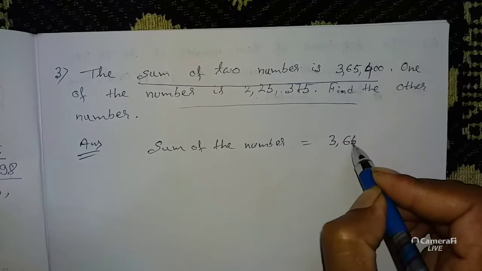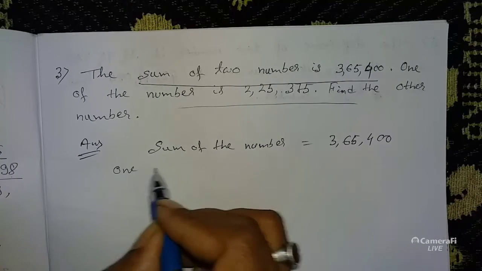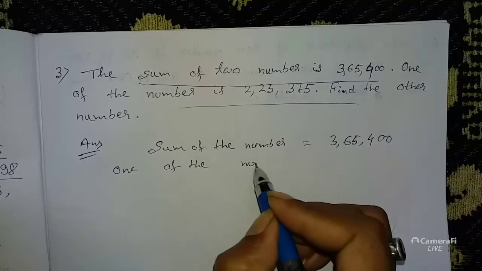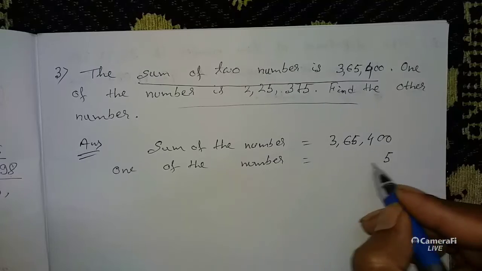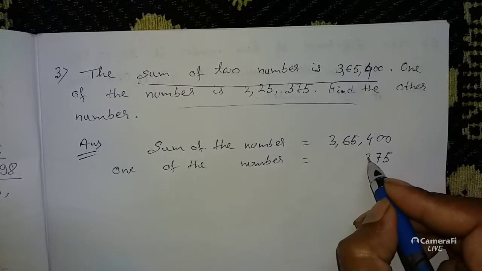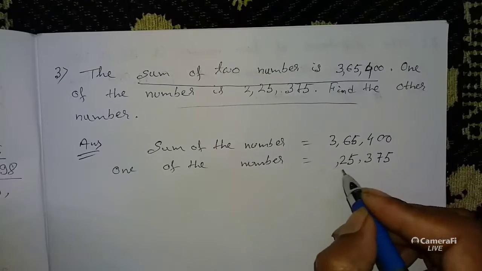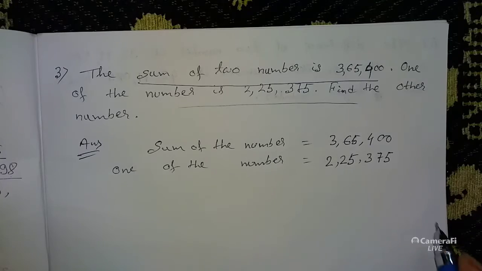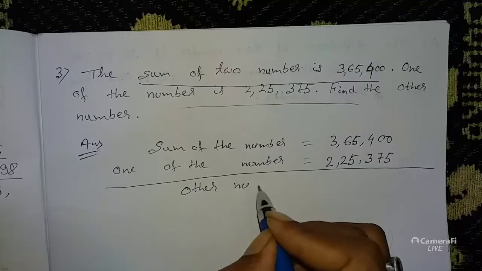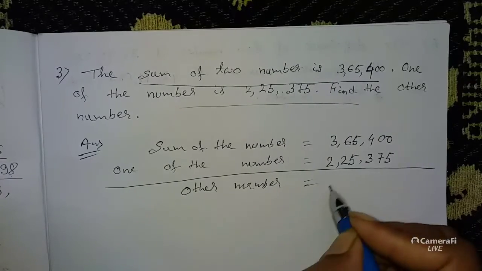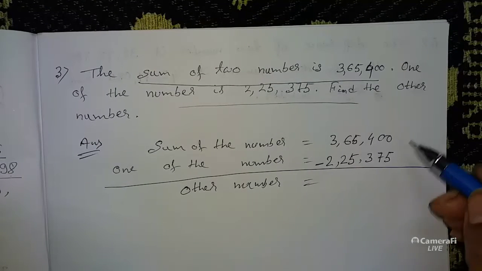Three lakh 65,400 and one of the number equal to this one. Let us arrange 5, 7, 3, 5, 2, 2. To find the other number, we have to subtract. So let us do the subtraction.